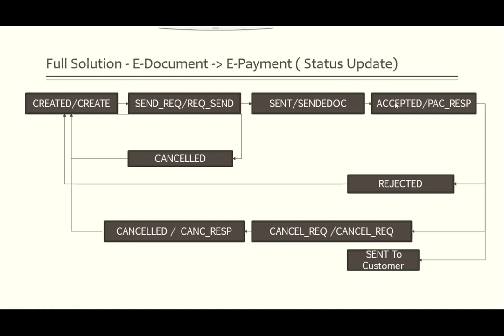Once PAC or SAT approves the data, it will be updated as accepted. In between that, we may cancel an e-payment, or the situation may happen that it gets rejected either by PAC or by SAT. Then we have to create a new payment document. Sometimes the situation may arise where we need to cancel the accepted e-payment, and we have to follow the cancellation process. And once it is confirmed, we can send that information to the customer for their information.